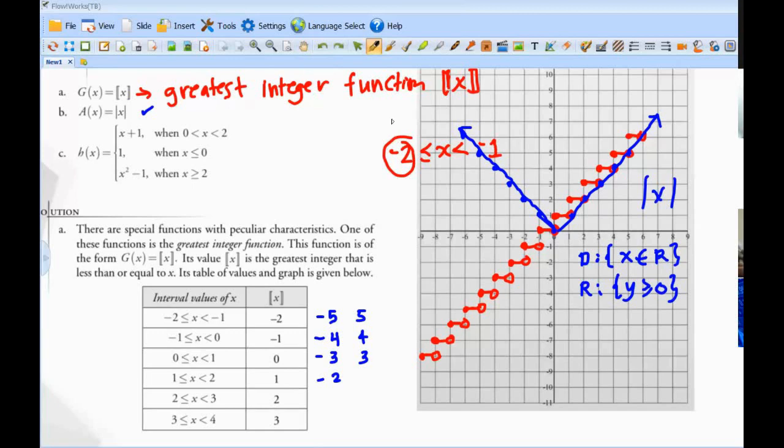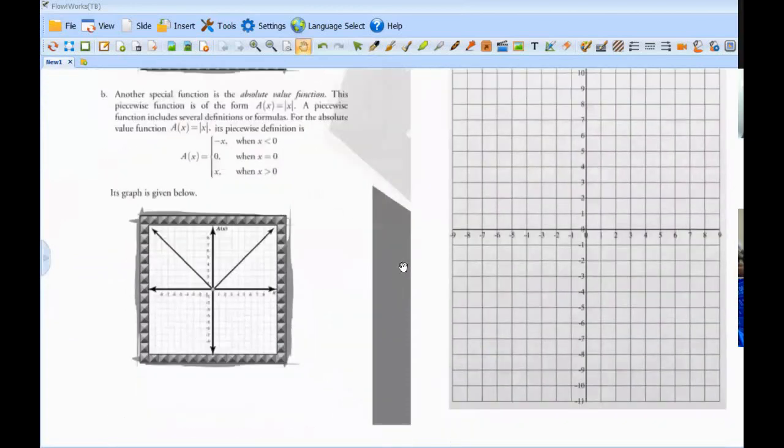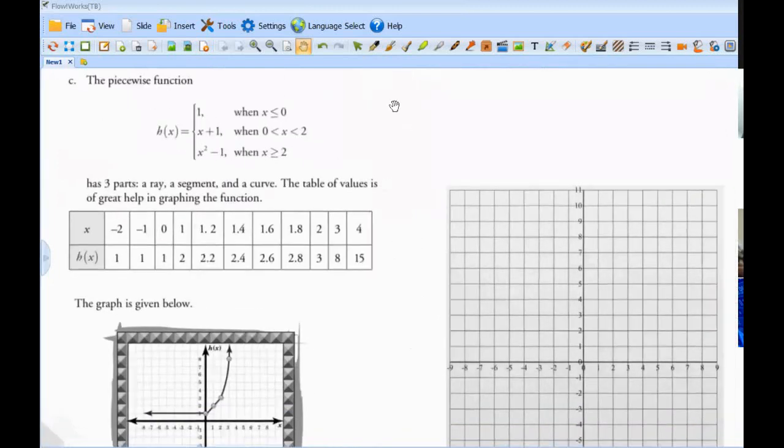Now let us try with C. C is called the piecewise function. So you have two conditions: if x is less than or equal to 0, and x is greater than or equal to 2. So what is all about that? Let us go to letter C. This is the graph. This is the absolute value function, and this is the piecewise function. So on C, you have three forms.